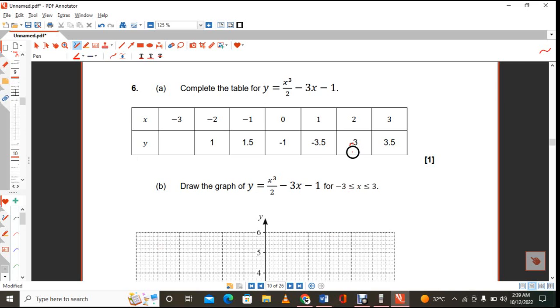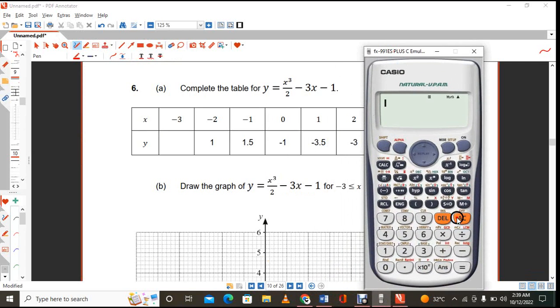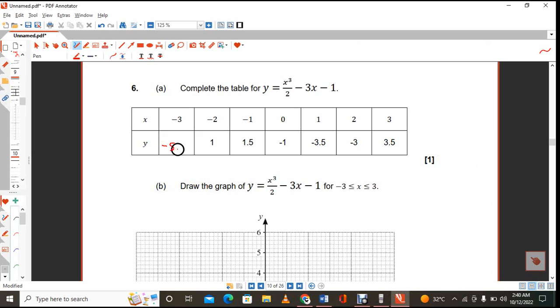So to find the missing value, we're going to say, so the function is, on top you have got x. In this case, our x is -3, and it should be cubed. All right, so I put (-3)^3. Good. Over 2 minus 3 times, in this case, -3 minus 1. Okay, let's see what does it give us. Well, -5.5. Well, it's 1 mark. It's only one that you had to fill in.